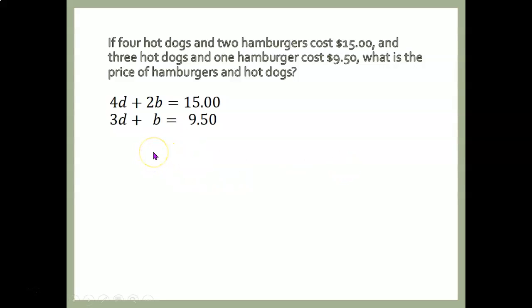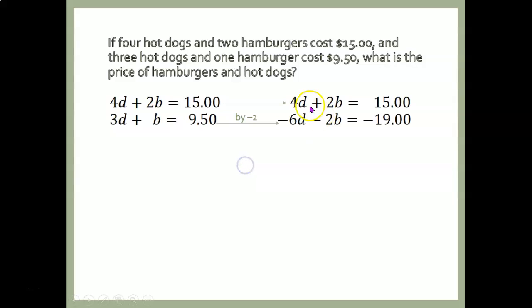And there's different ways we could solve this. I decided to use the addition method and eliminate the B's. So to go with the plus 2B in the top equation, I would like a minus 2B in the bottom equation. So I'm going to take that second equation and multiply by -2. The top equation is fine the way it is. The bottom equation, everything on both sides gets multiplied by -2. And now we have still 4D plus 2B equals 15 on top, and -6D minus 2B equals -$19 on the bottom.